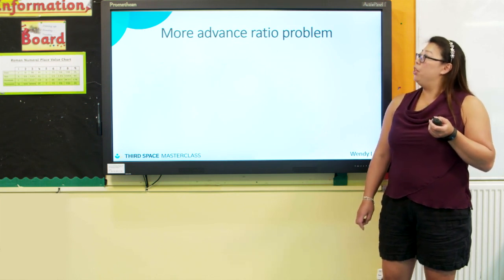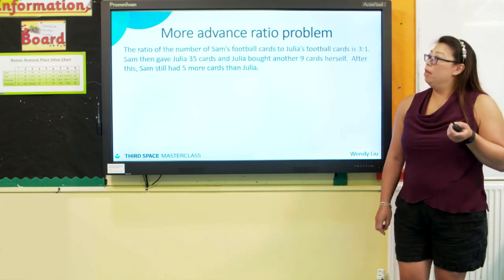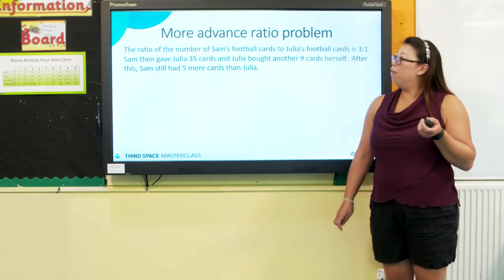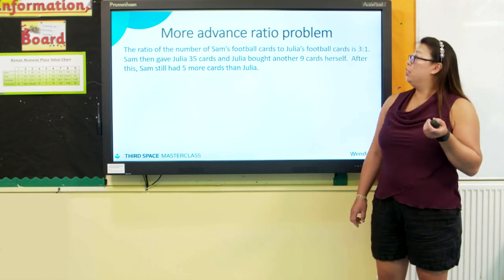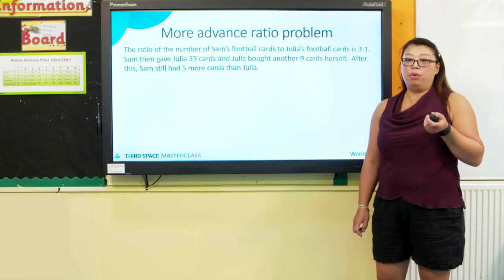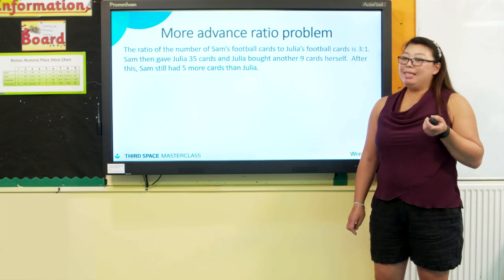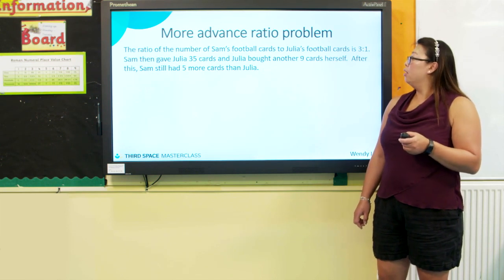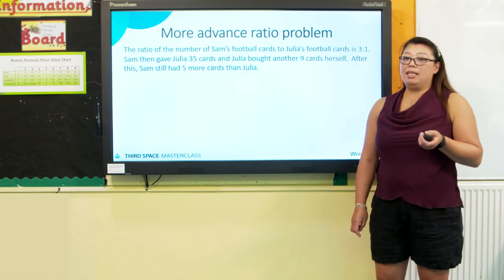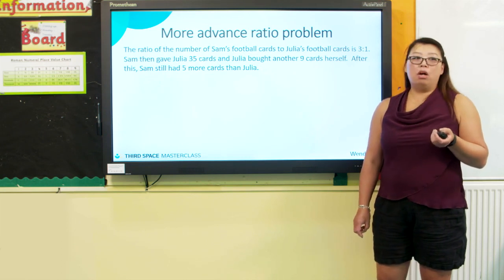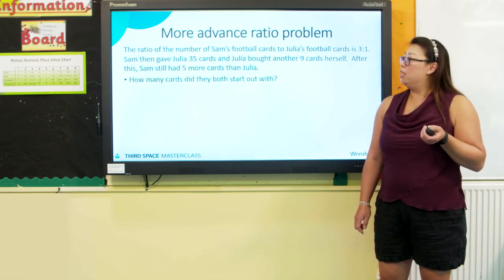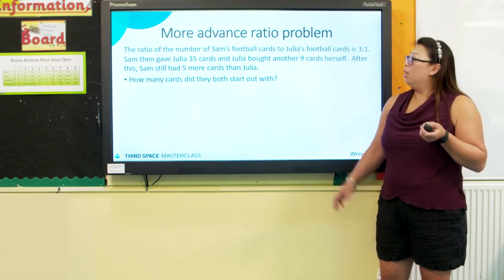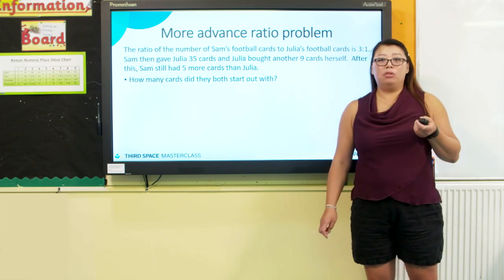So I'll give you a quick taster of what a more advanced bar model looks like. I've chosen a ratio problem. The information is, the ratio of the number of Sam's football cards to Julia's football cards is 3:1. Sam then gave Julia 35 cards and Julia bought another 9 cards herself. After this, Sam still had 5 more cards than Julia. The question is, how many cards did they both start out with? So this is a lot more complex. As you can see, it involves a lot more steps.